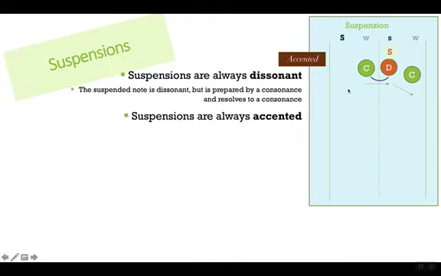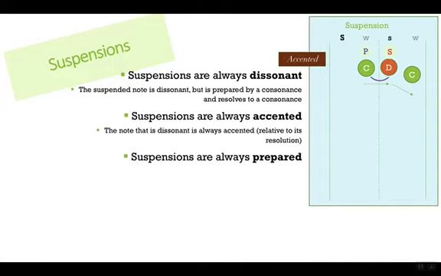So in a second, we'll see that this one is the P, the preparation, and it's tied over. And then this is the R, the resolution. So suspensions are always accented. Notice that the dissonance here comes on the strong beat, marked with an S. The note that is dissonant, this note here, is always going to be accented relative to where it resolves to, and usually accented relative to how it's prepared. But it could be prepared from earlier from a strong beat. But it's definitely going to be dissonant relative to where it resolves.